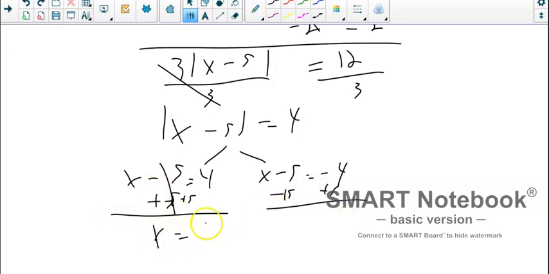Cancel. We get x equals 9. Add 5. We get x equals 1.